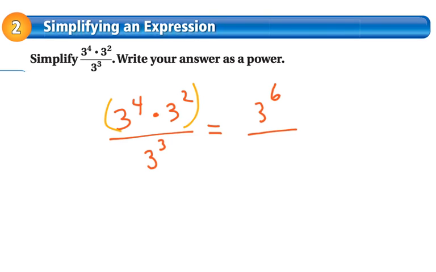All of that would still be divided by 3 to the 3rd power. But now we're only left with a quotient. So now we can use our quotient of powers property, which is to subtract the exponents. So it would be 3 to the 6th minus 3rd power, which of course is just 3 to the 3rd power.